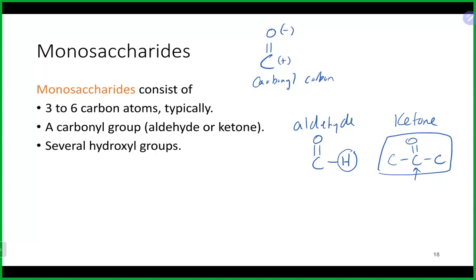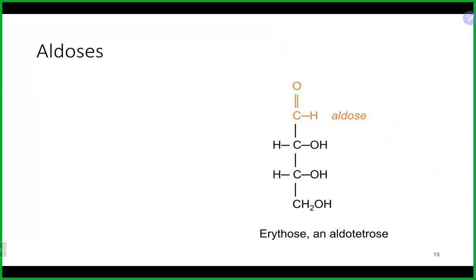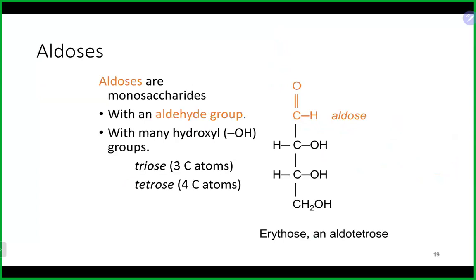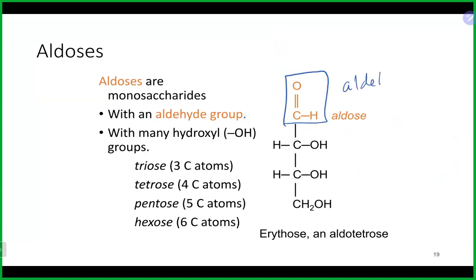They also will have several hydroxyl groups. Hydroxyl groups are OH groups, so they'll have a bunch of these OH groups attached as well. So one classification of monosaccharides is based on what sort of organic functional group it has. So this one here has our aldehyde group. And here we will call a carbohydrate that has an aldehyde group on it an aldose. It kind of sounds like aldehyde, aldose. So if you have the aldehyde group on it, it's going to be an aldose.